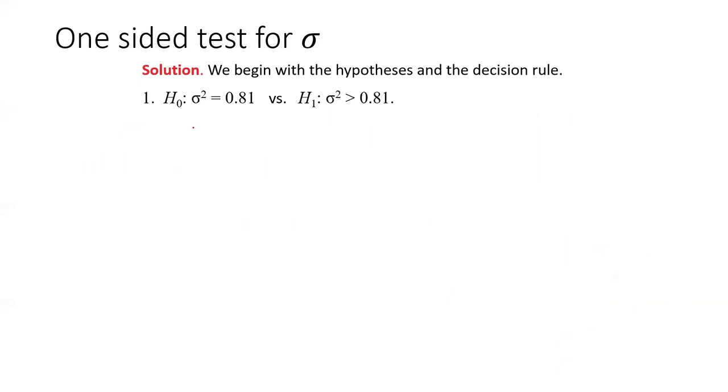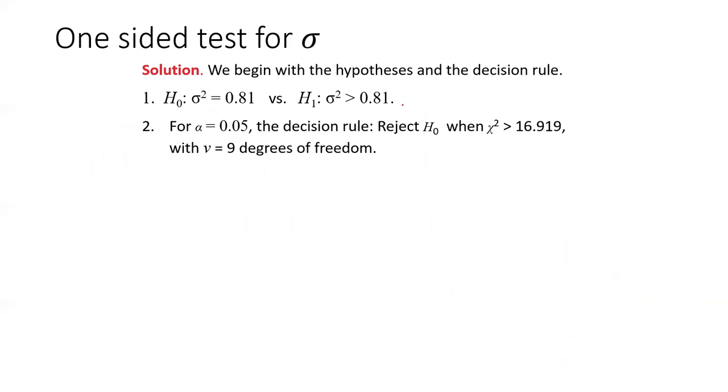Remember, this is equivalent to sigma is equal to 0.9, because this is sigma squared, I just take the square of this, versus sigma squared greater than 0.9 squared. So for 0.05, the critical chi-square value is 16.919 with 9 degrees of freedom. You can just check it from the table.